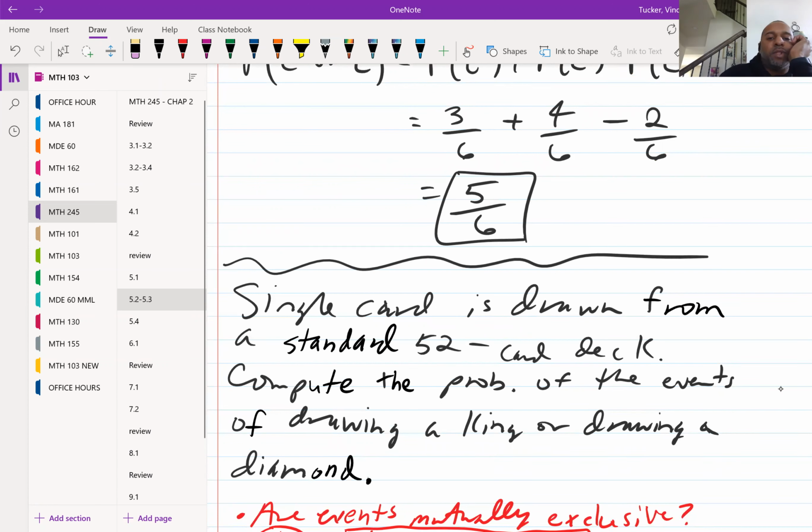All right, next one. A single card is drawn from a standard 52 card deck. Compute the probability of the events of drawing a king or drawing a diamond.